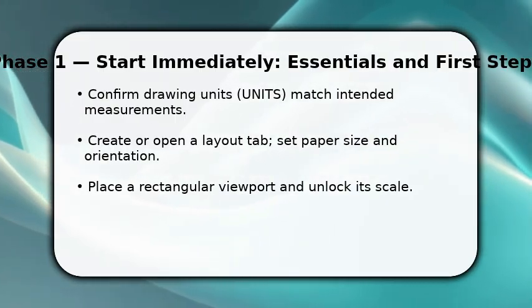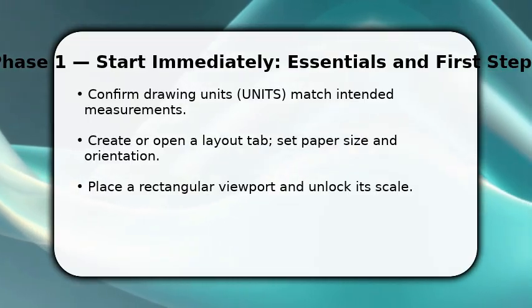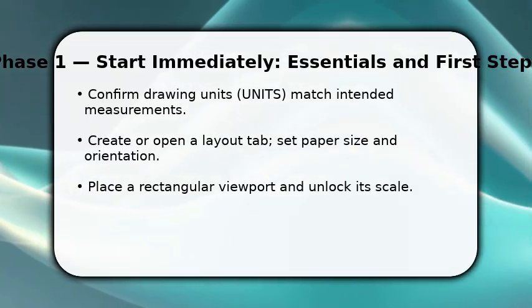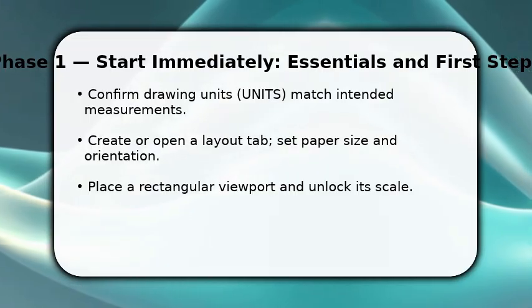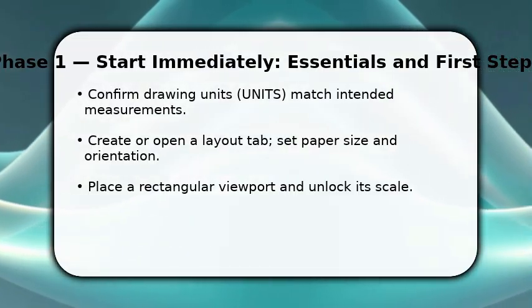Once done, switch to model space inside the viewport by double-clicking. This lets you pan and zoom the model independently. Make sure view is roughly framed where you want the final print to focus. Then proceed to set the exact scale.